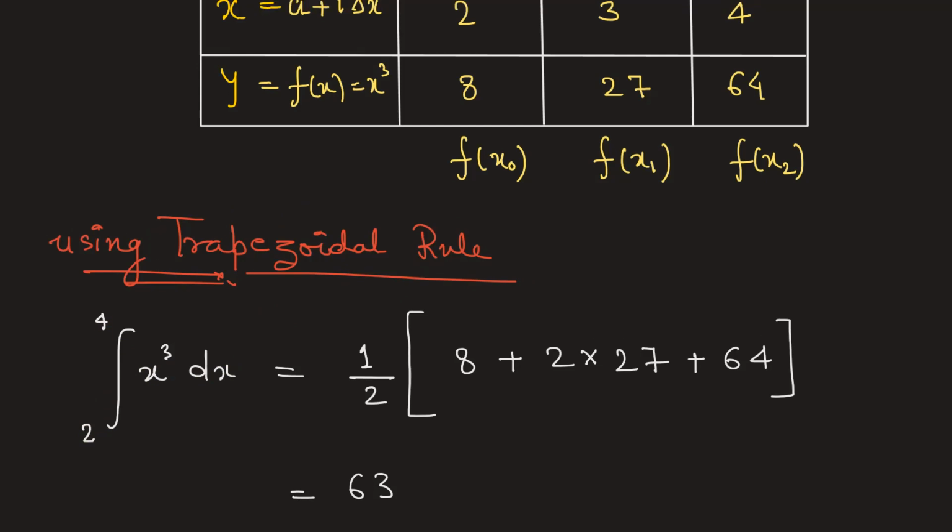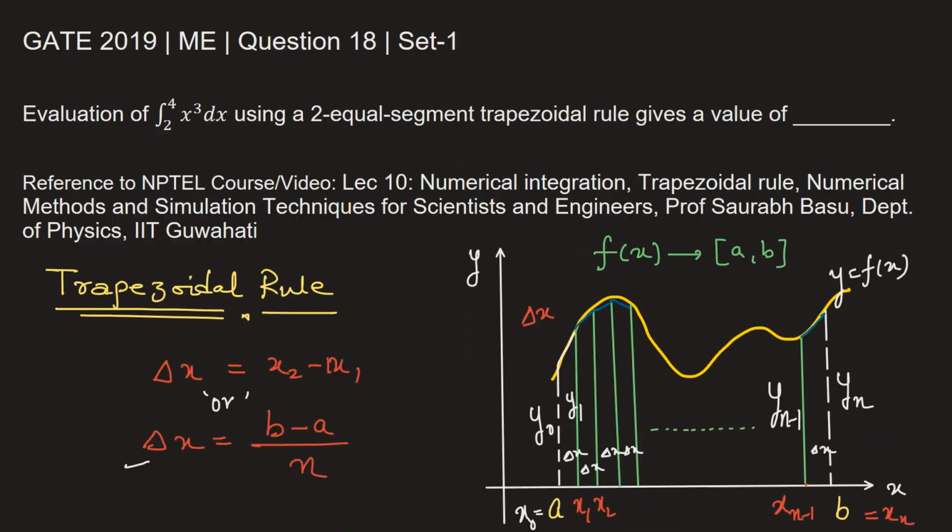Let's go back to the question and write the answer for this. So the integral from 2 to 4 of x cube dx using the 2 equal segment trapezoidal rule gives a value of 63. And this is the final answer that we are getting.